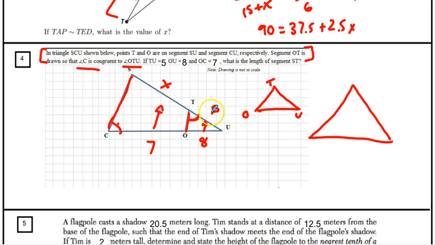So OT we don't know. TU is 5, and OU is 8. Now I'm going to keep saying this, but when you draw your triangles, you have to make sure all the corresponding angles are in the right place.